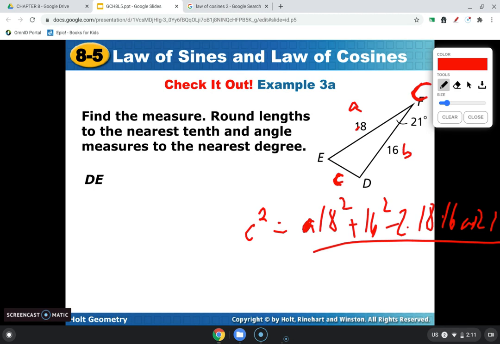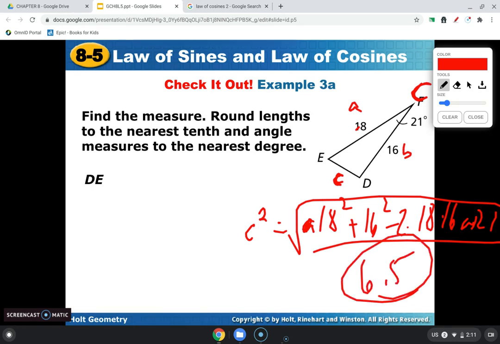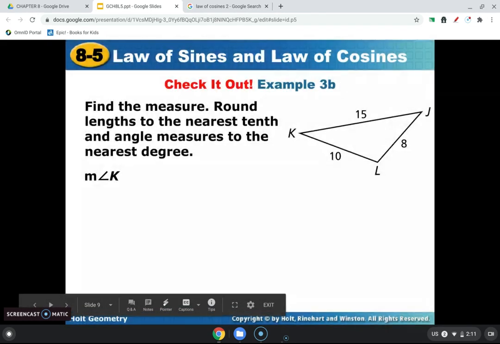So then you get 42.25 and some change. But this is c squared, so before you finish, you want to take the square root of your answer. Leave it in your calculator, and you get 6.5. The last answer function is the second negative sign, and that should give you the last answer of your calculator. But always use c as your missing side when you're dealing with the law of cosines.